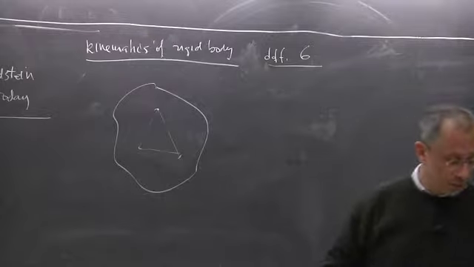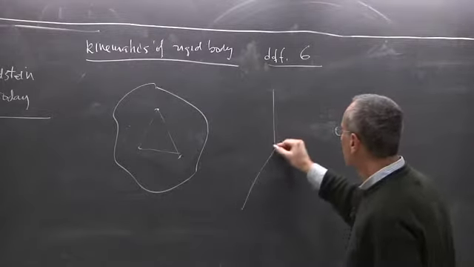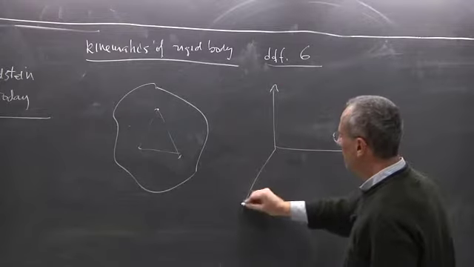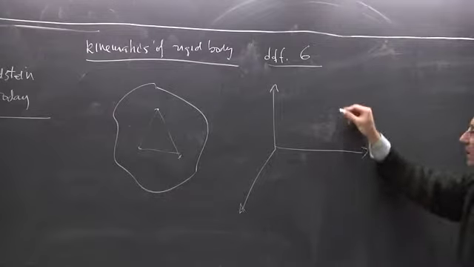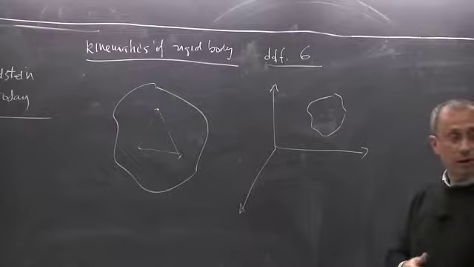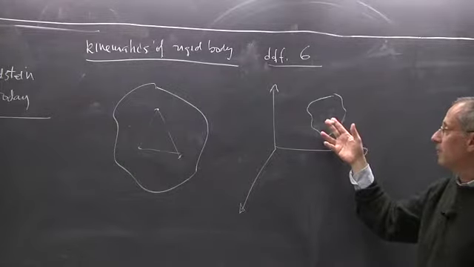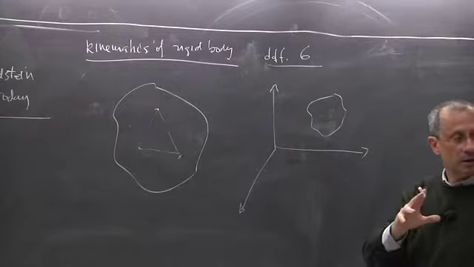So one way to discuss this is, you have your set of axes for a frame of reference, and here you have your rigid body. And the usual way, you have to tell me how this body is oriented in space, right?